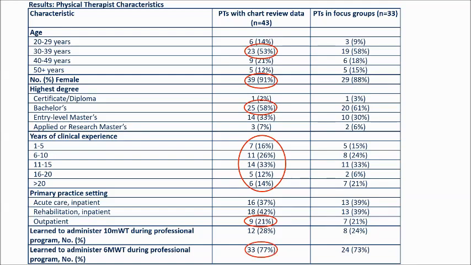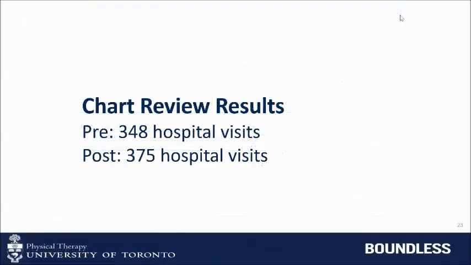And interestingly, 77% of the therapists reported that they had actually learned the 6-minute walk test during their academic training, but only 28% reported learning about the 10-meter walk test. Then the last column shows you the characteristics of people who did participate in focus groups. So we did have a good number that came out to the focus groups.